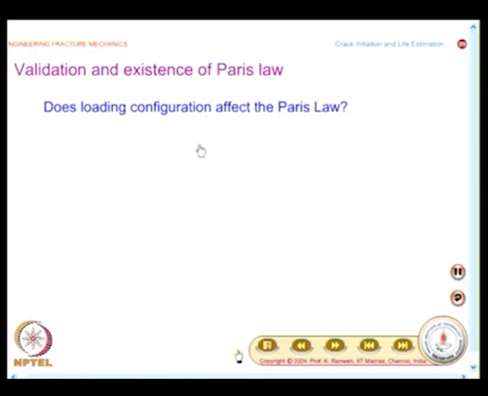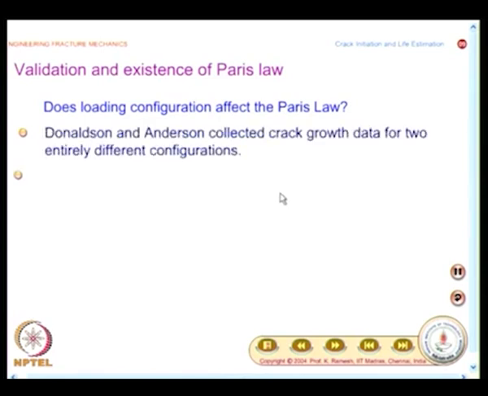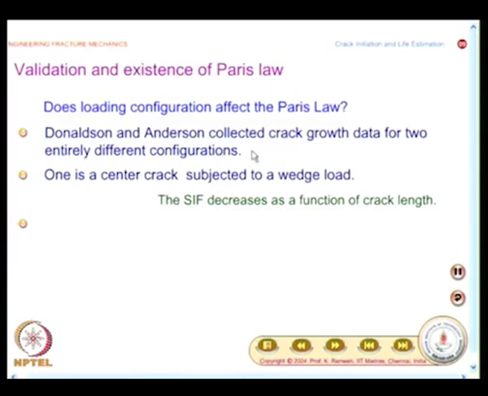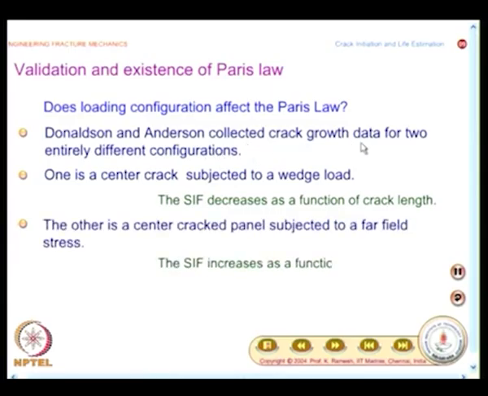In fact, this question has been answered in the literature, and they have taken two different specimens. This was done by Donaldson and Anderson. They collected crack growth data for two entirely different configurations. See, you are really talking about at what rate the crack would grow and what way they chose the configurations.